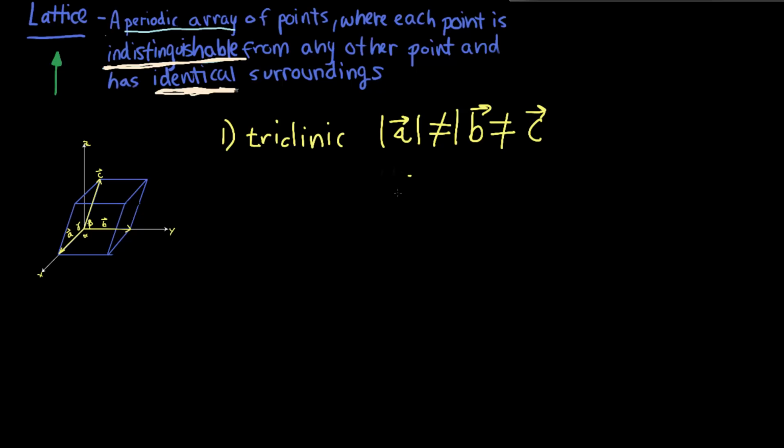The angles, alpha, beta, gamma, are also not equal. Nothing about triclinic is equal. In fact, very few crystals in real life actually have a triclinic structure. It is extremely rare. The next is known as monoclinic.